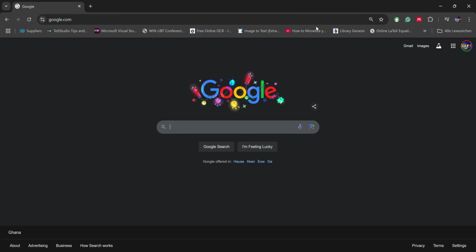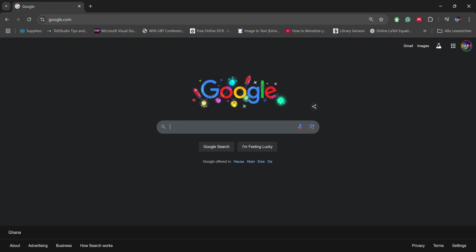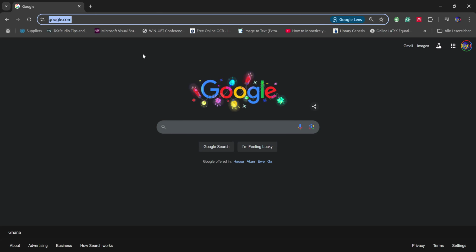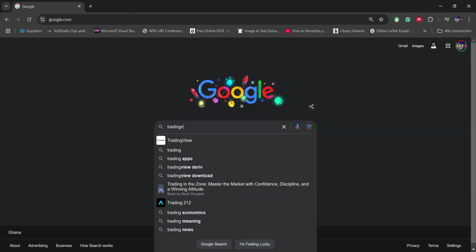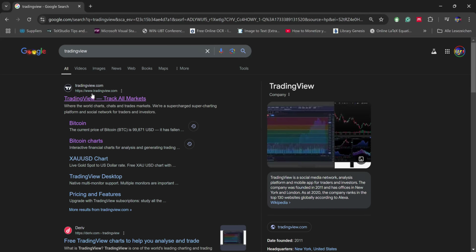So let's say you are in your Google Chrome, your web browser, and you simply type in TradingView. You can search for it, TradingView, and then you go to the site. But what is TradingView?